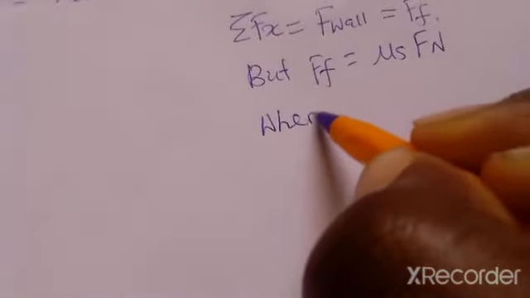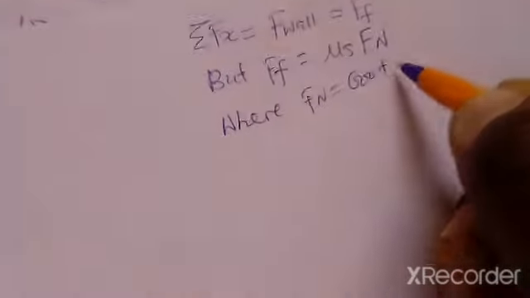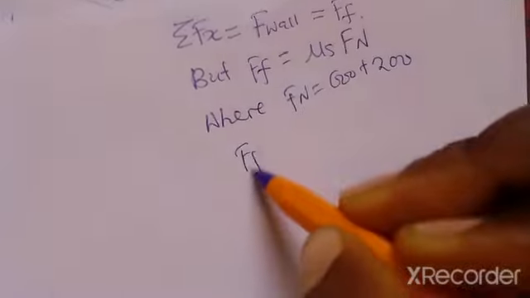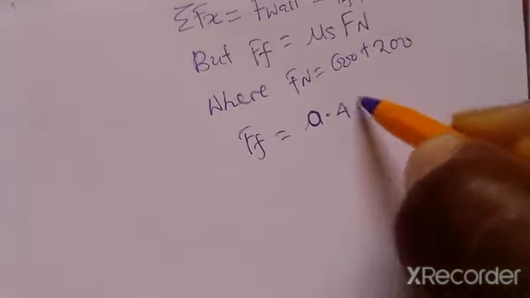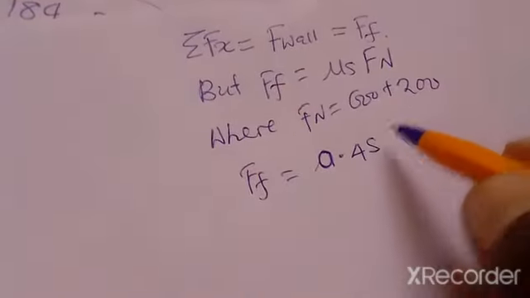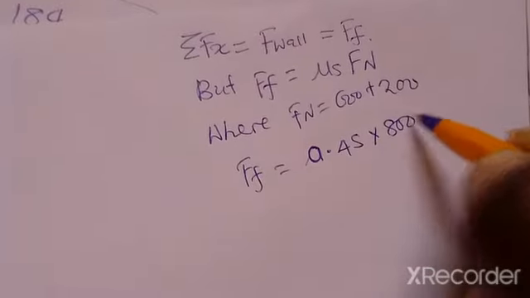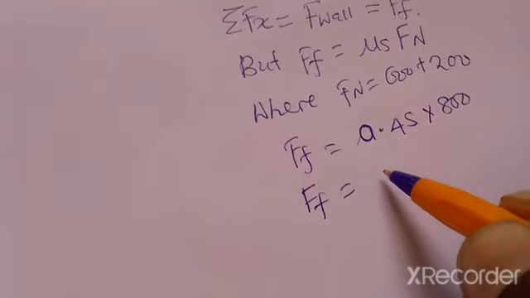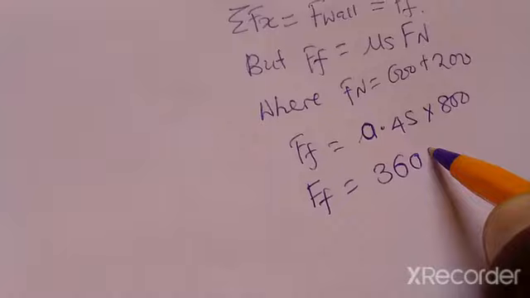So we can say that Fn is equal to 600 plus 200. And the force of friction is equal to mu, 0.45, which is the constant we've been given, multiplied by 800. Okay, and the force of friction is going to be 360 newtons. That's what we have.